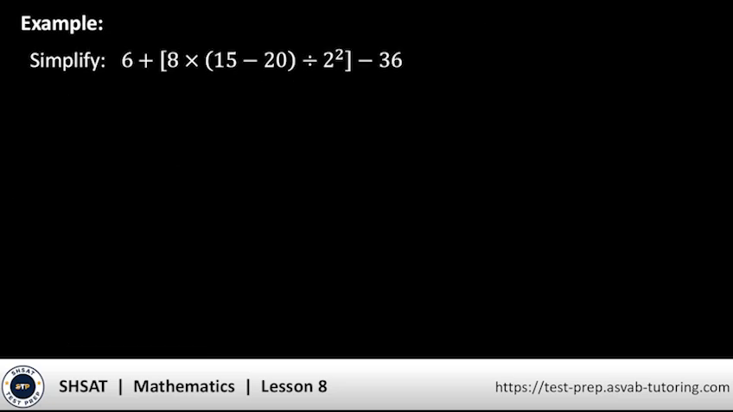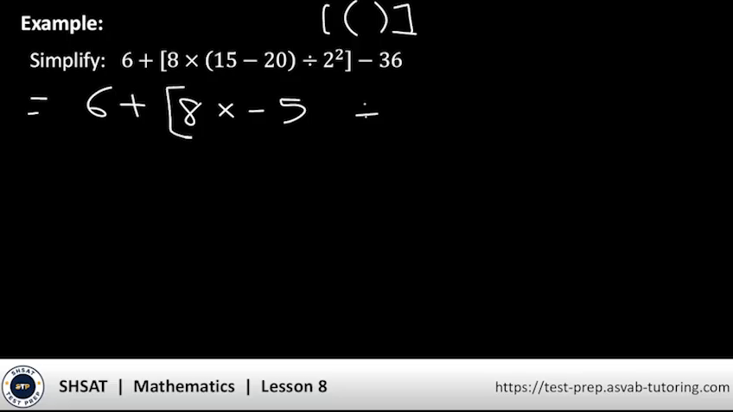Okay. Here we have another one. We have first parentheses here, and we also have brackets here. So first of all, break the parentheses and then you break the brackets. So let's see. We have 6 plus 8 times, inside the parentheses we have 15 minus 20, which is negative 5, divided by, we can just put 2 squared as it is, because it won't really matter. So whenever you see any powers, you can just do the powers in the very first step. So 2 squared is 4.